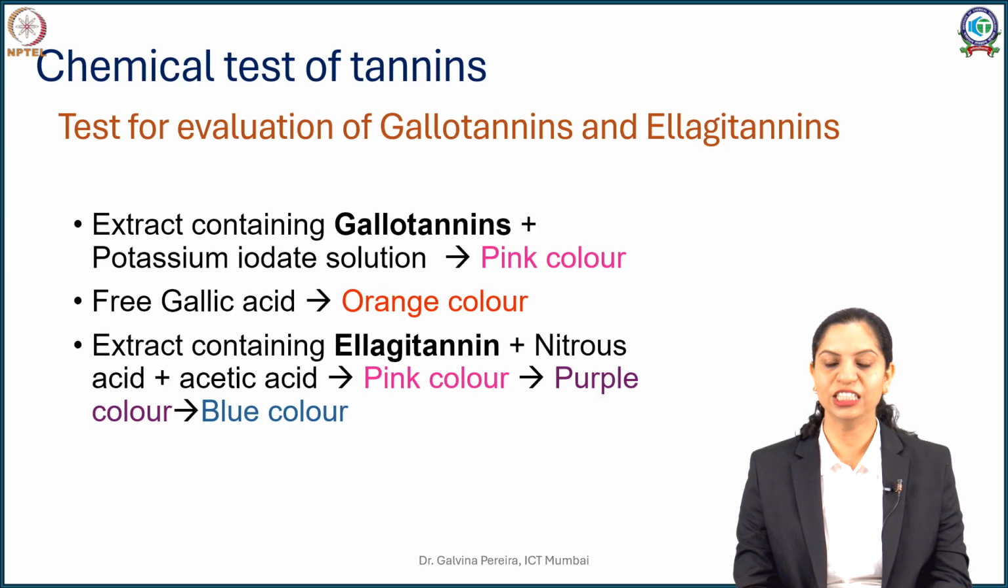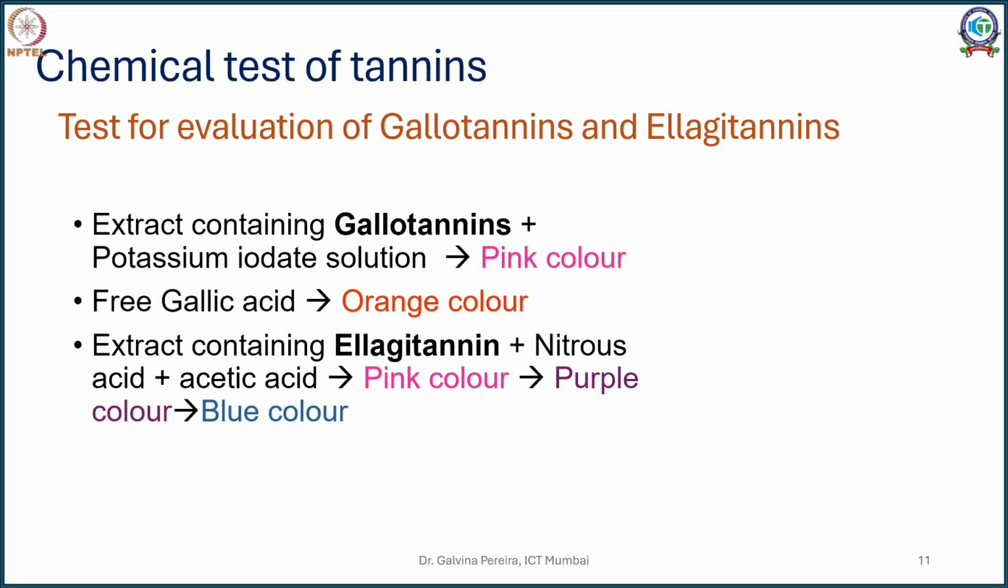Ellagitannins form complexes with nitrous acid in an acidic pH, that is in presence of acetic acid, to give you a pink color. Now this test is obeyed both by ellagitannins and also by monomeric ellagic acid. So both of them will initially form a pink color complex, and gradually and transiently the color of this complex will change initially to purple and then to blue color. So the presence of a transient pink to bluish coloration is an indication of ellagitannins being present.